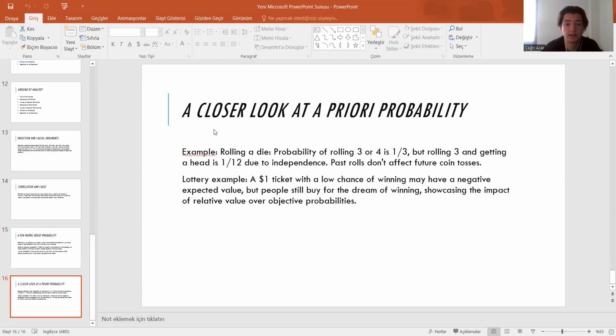And the last title is a closer look at a priori probability. Text that discusses probability in the context of events such as driving cars or pulling the lottery. When considering the probability of either of two events occurring, their individual probabilities are summed. On the other hand, the probability of both of two independent events occurring is calculated by multiplying their probabilities.